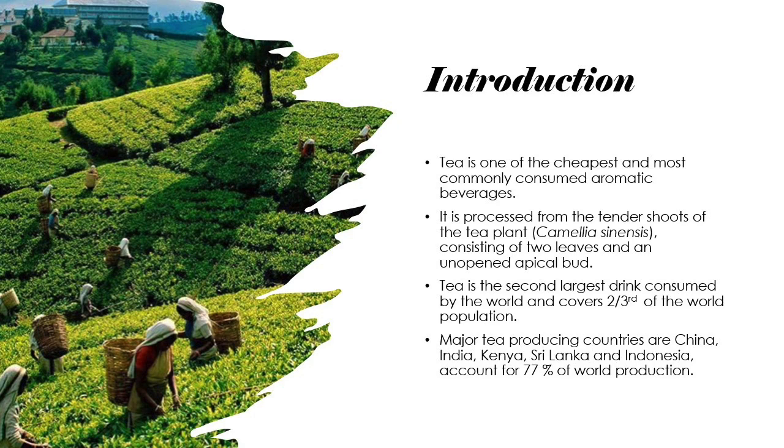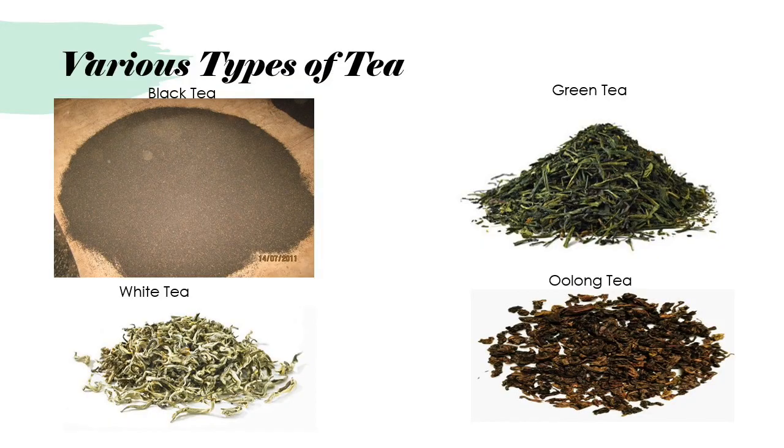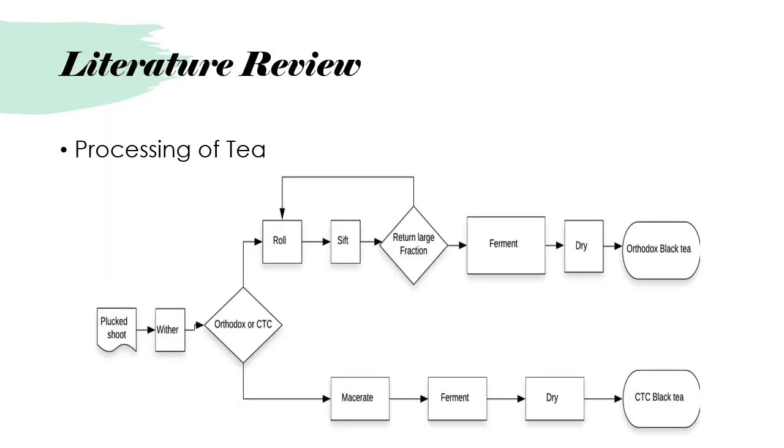The second most consumed beverage in the world after water is tea, which brings with it a pleasant astringent taste. Black tea is the most consumed among all kinds of well known tea, which are green tea, oolong tea. Two kinds of processing methods are known for black tea, which is the orthodox method and the CTC method. First, the tea shoots are plucked and withered.